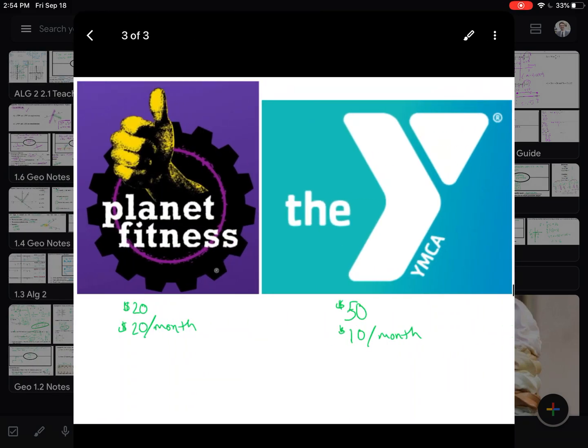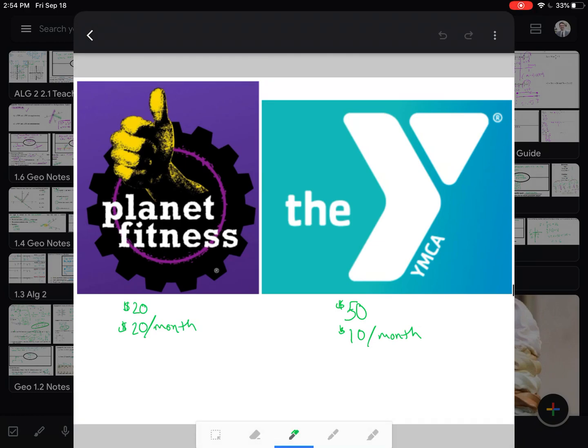So back to Planet Fitness and the Y. We can put these into y equals mx plus b equations. So 20 per month plus our starting point, our b value of 20. So we have a slope. And we could do that exact same thing that we just did. So 10 a month plus 50. So we could put both of these into some XY tables and put them onto graphs.